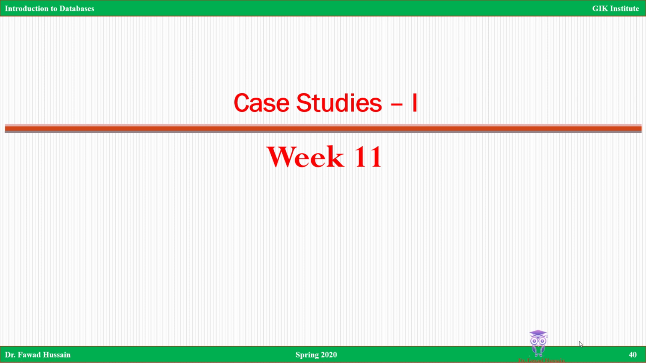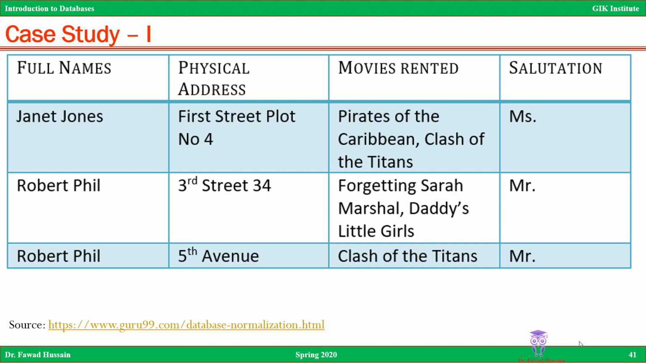Bismillahirrahmanirrahim. In this video, we are going to look at certain examples and see how we can normalize the database to avoid all the anomalies that we discussed in the previous video. The anomalies being mostly the insert, delete and update anomalies. So let's start with the first example.